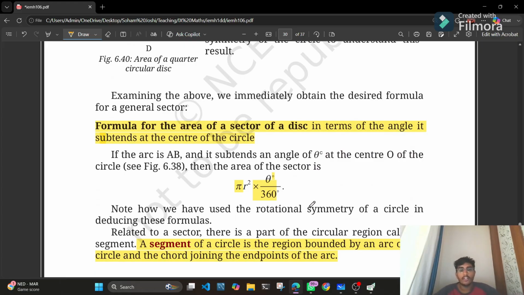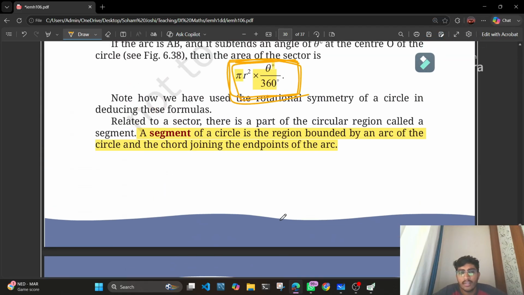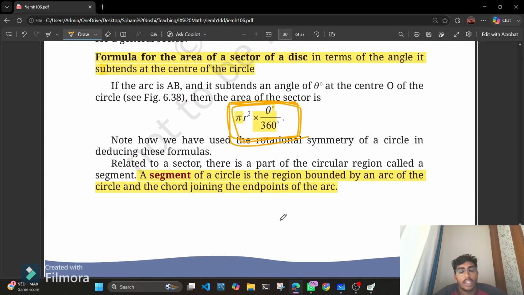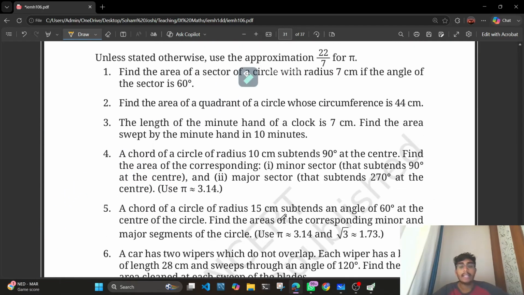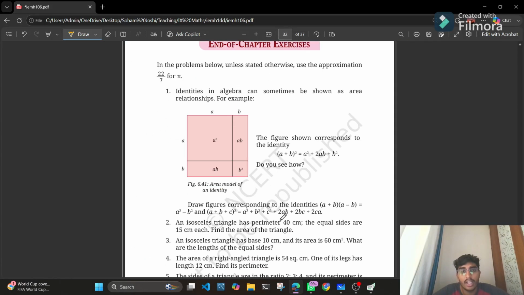So the generalized formula to find the area of a sector of a circle is pi r square into theta upon 360 degrees, theta degrees upon 360 degrees. So we'll get a fraction. Okay, I hope that is clear. We know the definition of segment. Still, we'll recall it once. A segment of a circle is a region bounded by an arc of the circle and the chord joining the endpoints of the arc. Next up, we have the exercise, and we are done with this chapter.